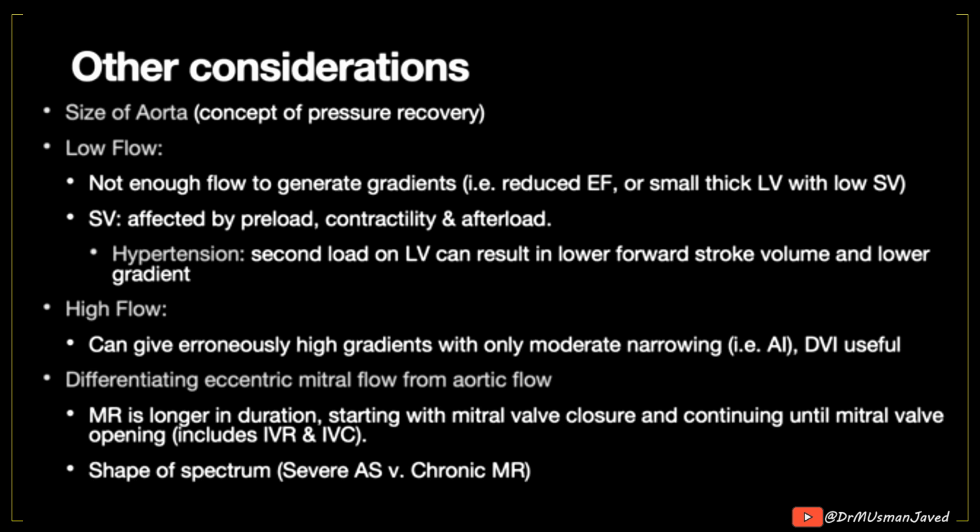And one common cause for potential errors is differentiating eccentric mitral regurgitation flow from aortic flow because they both happen in systole. But the mitral regurgitation is longer in duration, starts with mitral valve closure and continues until mitral valve opening, which includes isovolumetric relaxation and isovolumetric contraction. Finally, the shape of the spectrum can help you compare severe AS with chronic MR, but acute MR can give you a similar profile to severe AS, so be cautious of that. And of course, looking at your measurements and seeing where the cursor is pointing to.